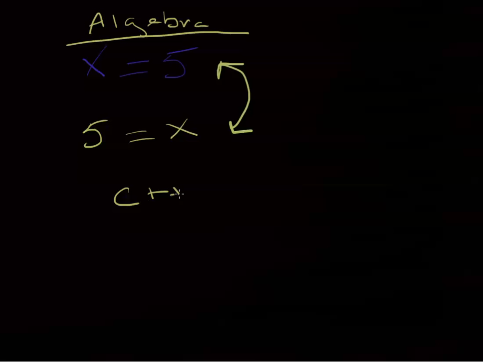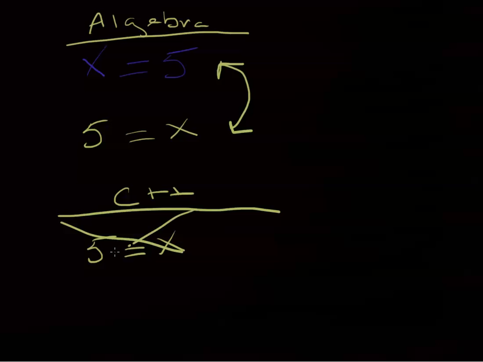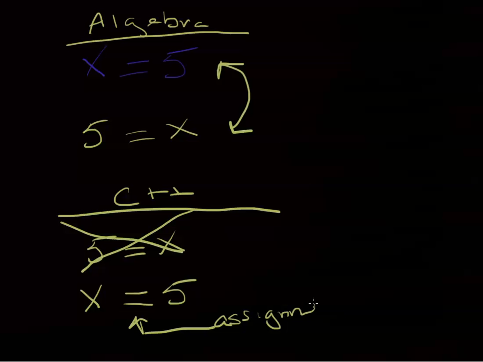In C++, 5 equals x is a big no-no. We're not going to be able to do that. In C++, this equal sign is an assignment operator. It's not an equal sign per se. It's not an equivalency. What it's really doing is it's causing the computer to do something.